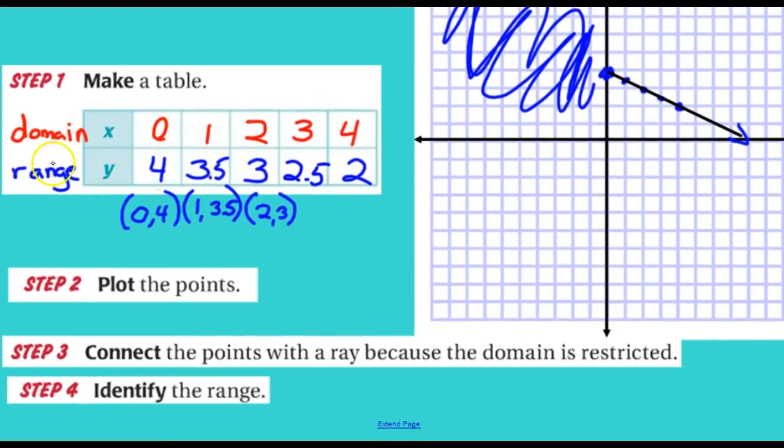Last part says identify the range. Well, our range then is 4, 3.5, 3, 2.5, and 2.